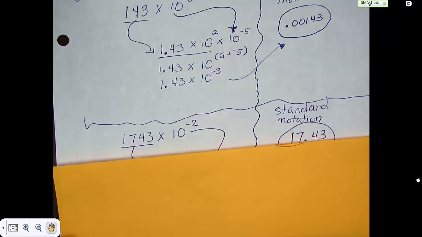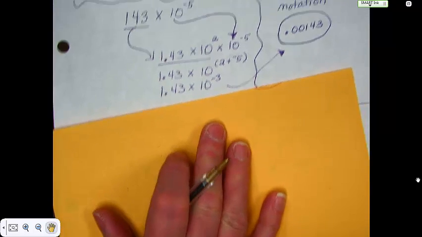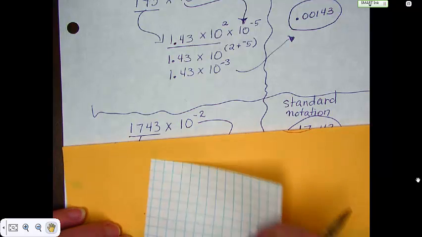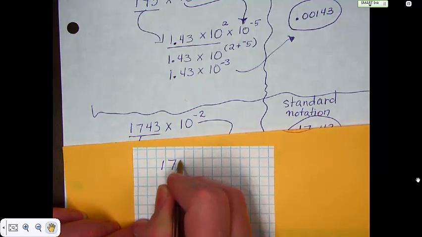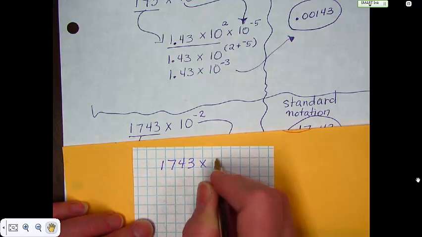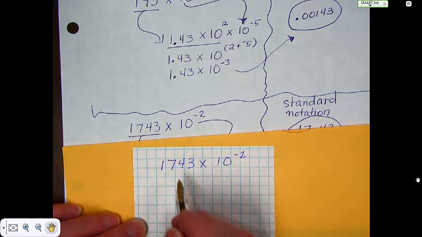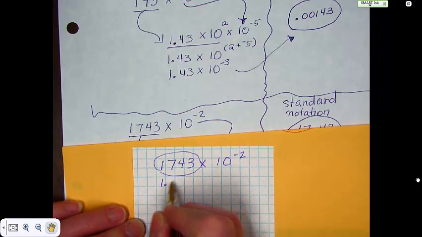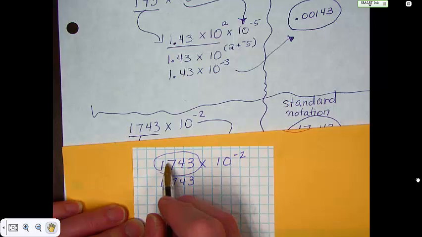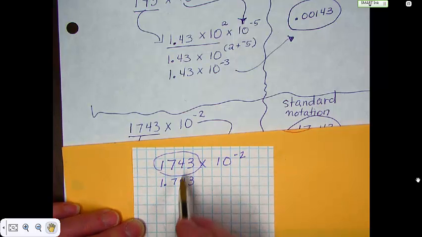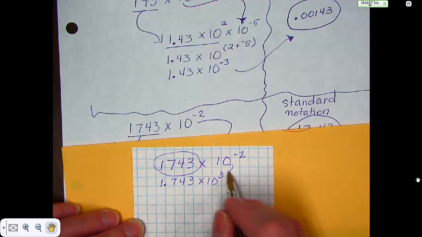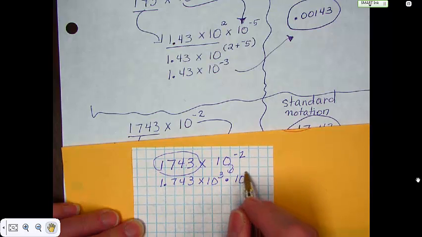One more down here at the bottom of the page. Okay? We have 1743 times 10 to the negative 2. Again, the first thing you want to do is deal with this number first. 1.743. Okay, I've done number to the left of the decimal. And to get back to this is 1, 2, 3. So times 10 to the third power. Bring this one down. Times 10 to the negative 2.